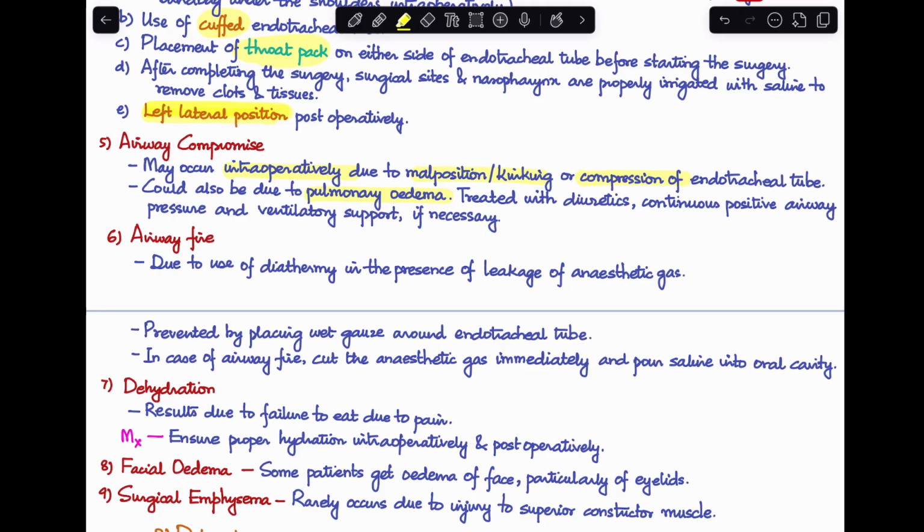If it has happened due to pulmonary edema, in that case, you treat it with diuretics, CPAP, which is continuous positive airway pressure, and ventilatory support if necessary.